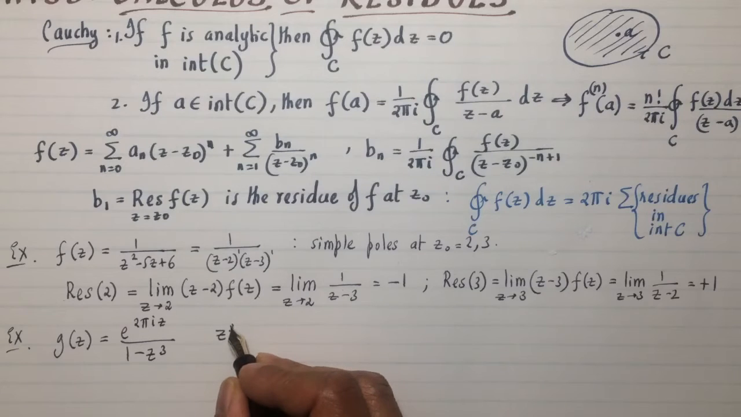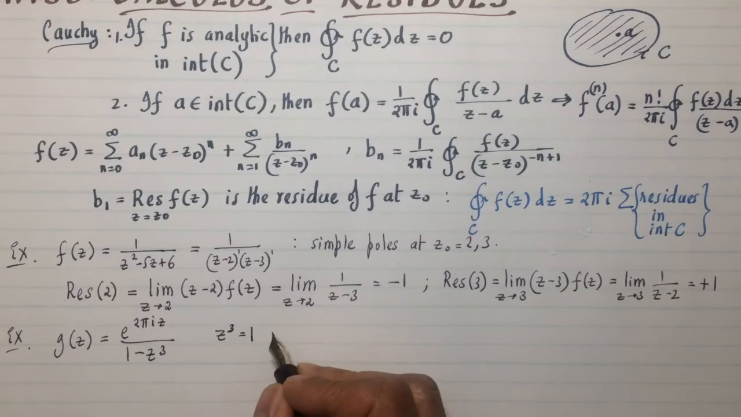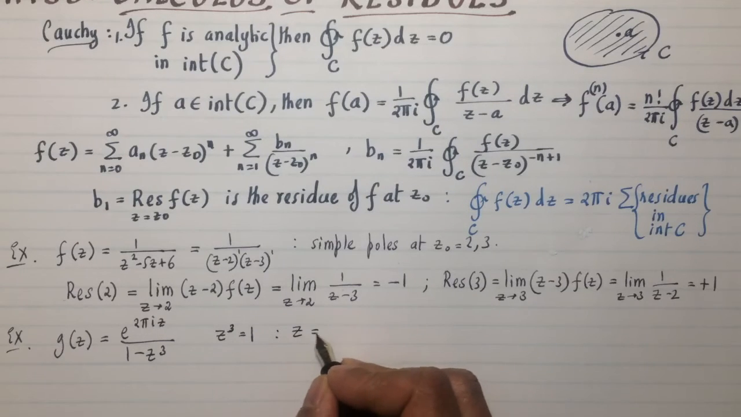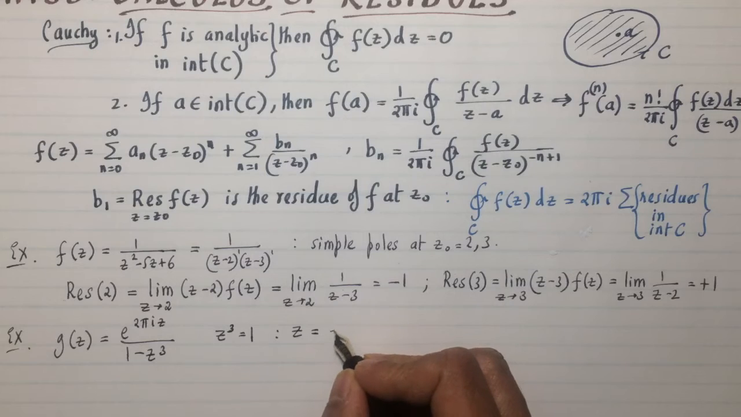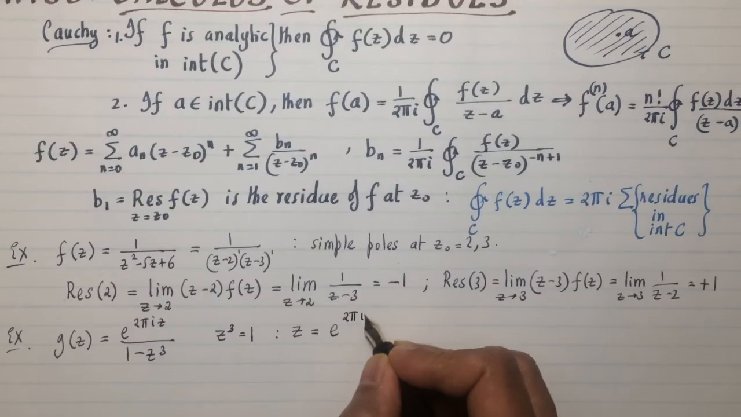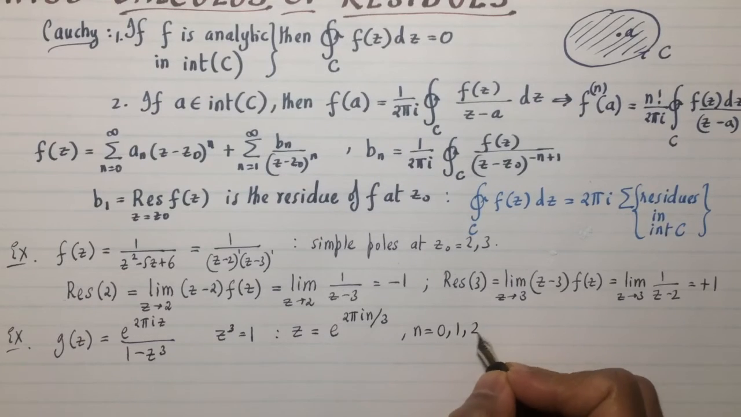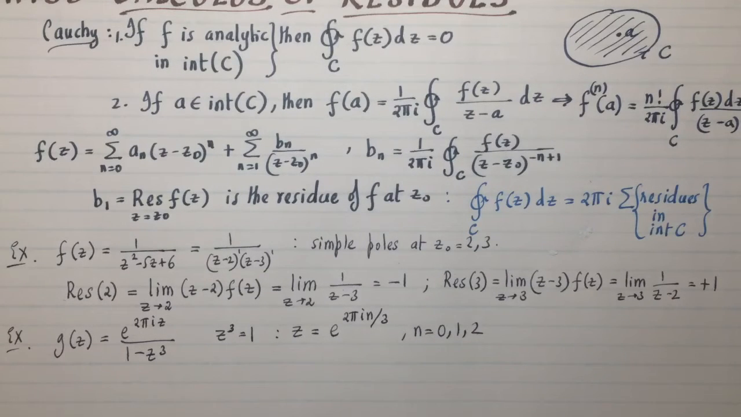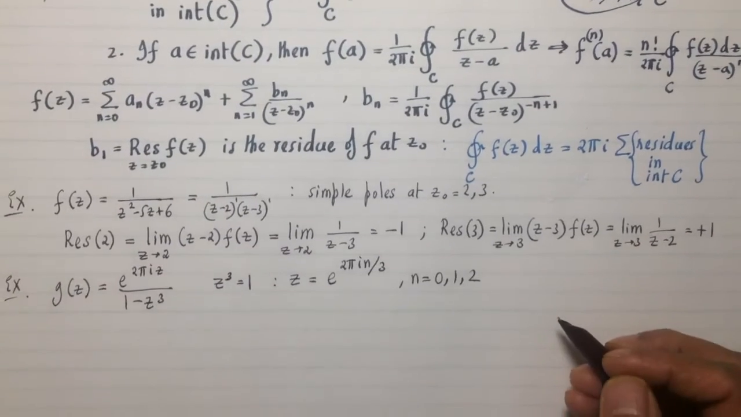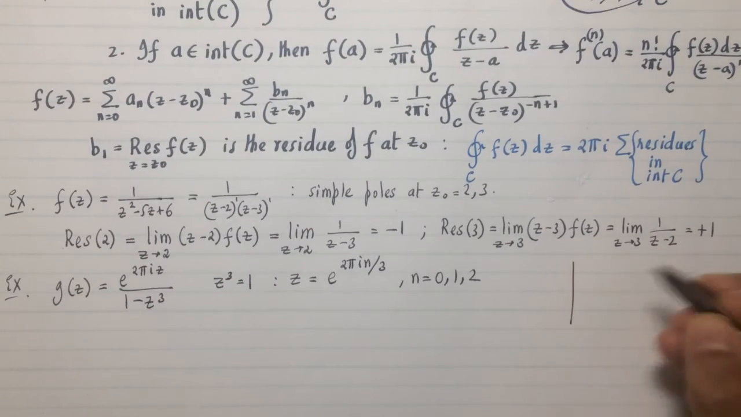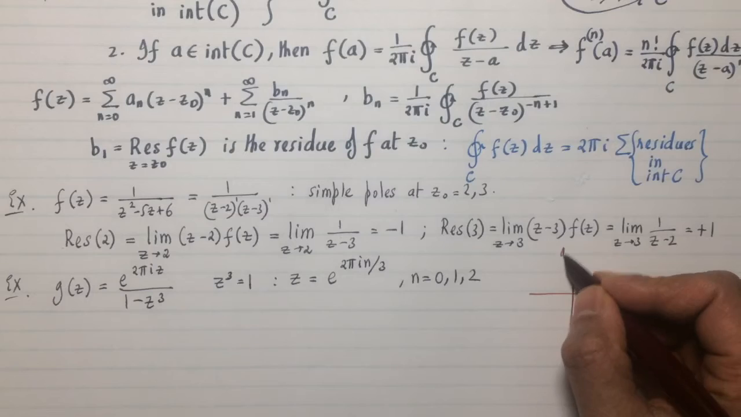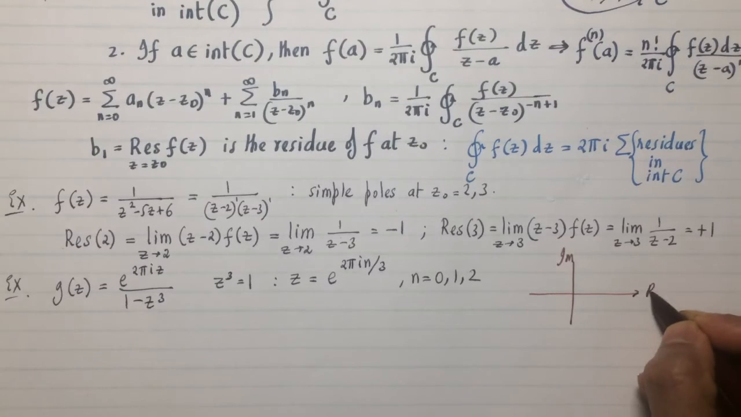So z cubed equal to 1 means the only solution is not 1, because you can have the cube roots of unity here. So the solution to this is z equals e to the 2 pi i n over 3, with n equals 0, 1, 2. If you are interested in plotting this solution set in the complex plane, that's the imaginary part and that's the real part.